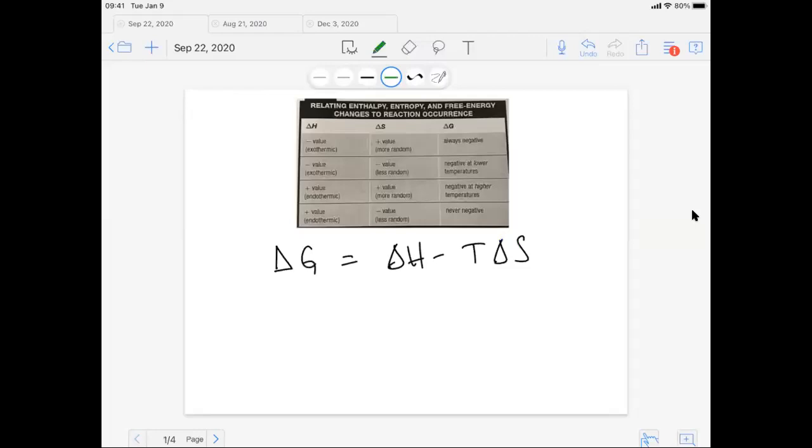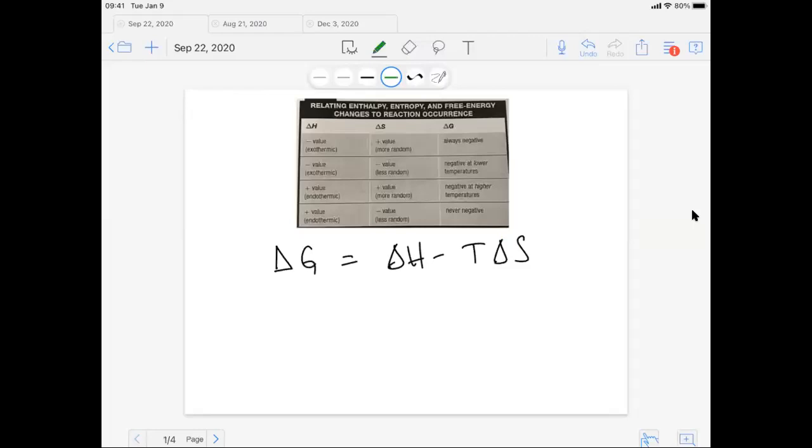Now, the result of free energy that would result in a spontaneous reaction is a negative delta G. So if delta G is negative, the reaction is spontaneous, it will occur naturally. If delta G is positive, it is non-spontaneous and it will not occur naturally. It can be made to occur using some sort of energy, whether it's heat or electricity or something like that. So going through this table, under what conditions would a delta G be negative, meaning that the reaction is spontaneous?